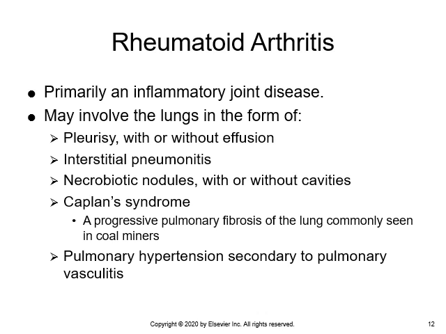Histologically, the pulmonary nodules are identical to the subcutaneous nodules that develop in rheumatoid arthritis. Kaplan syndrome, also called rheumatoid pneumoconiosis, is a progressive pulmonary fibrosis of the lung commonly seen in coal miners. Kaplan syndrome is characterized by rounded densities in the lung periphery that often undergo cavity formation and in some cases calcification. Pulmonary hypertension is a common secondary complication caused by progression of the fibrosing alveolitis and pulmonary vasculitis.